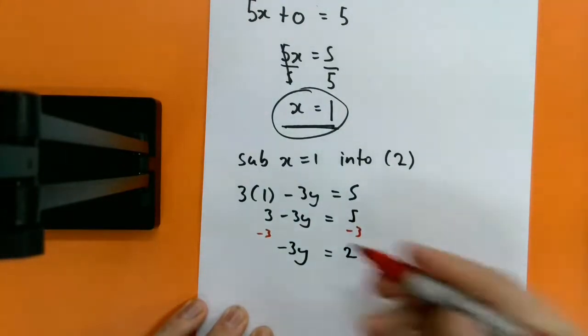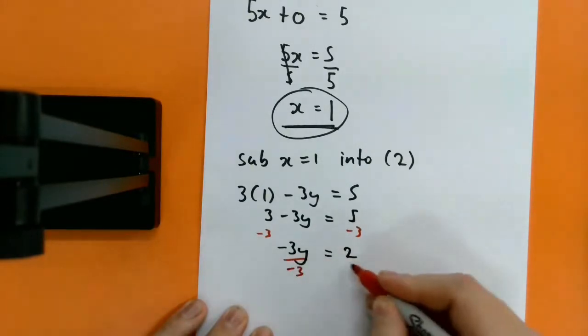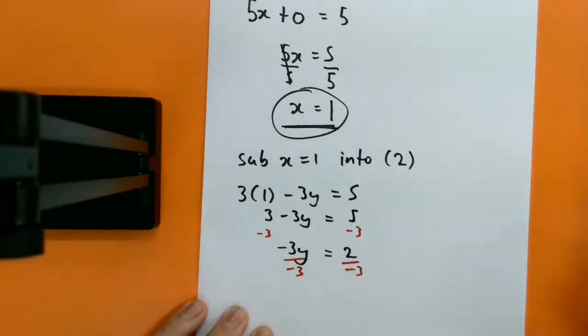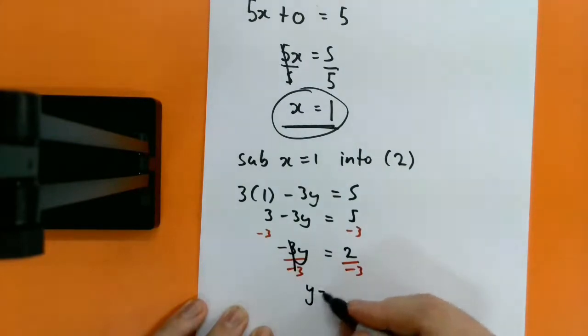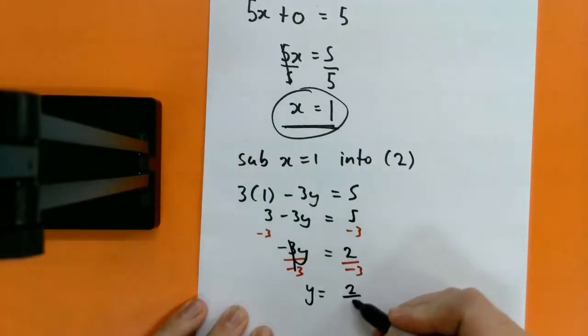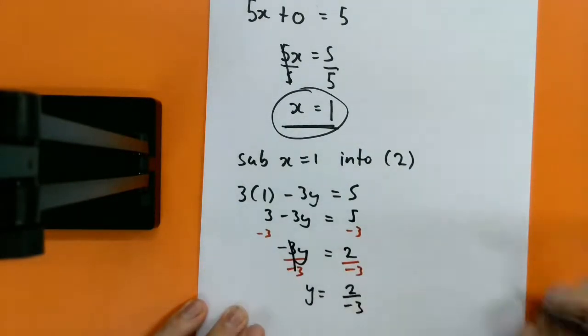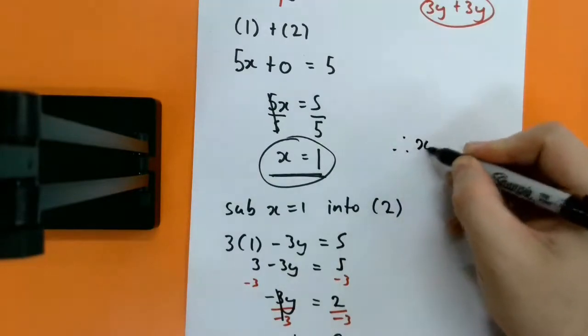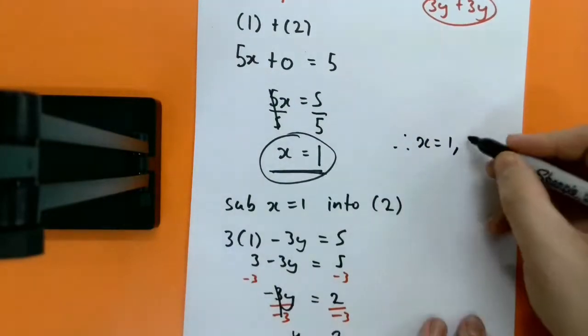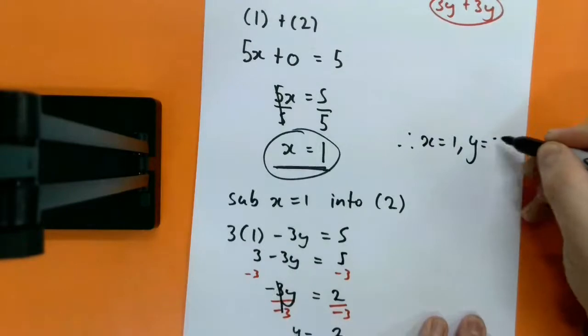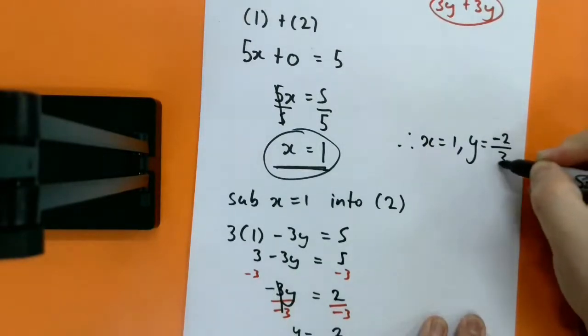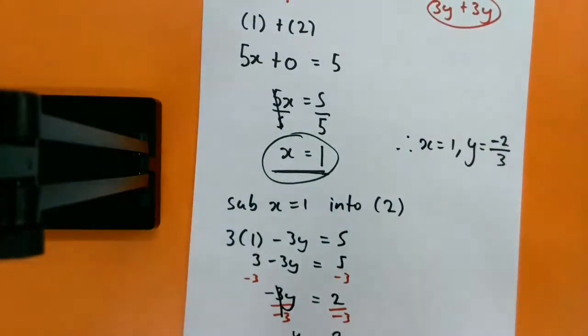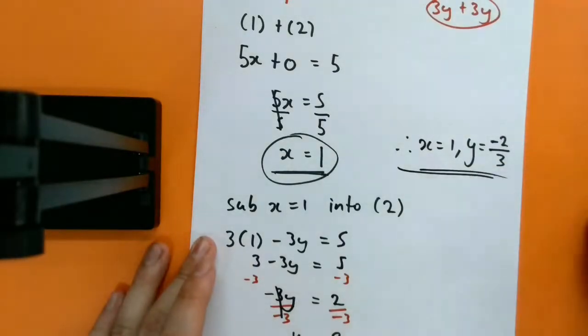Okay, and now I need to divide both sides by negative 3. Cancelling, leaving us with y is equal to 2 over minus 3, or just negative 2 over 3. So our two solutions that we end up with are x equals 1 and y equals minus 2 over 3.